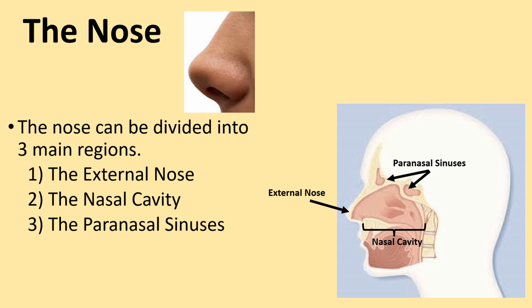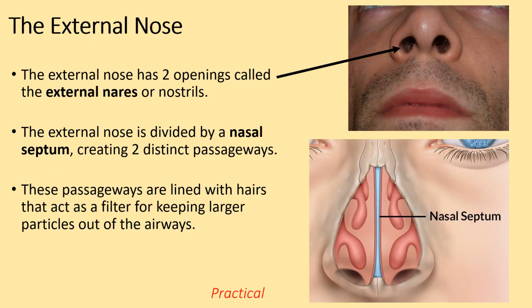All right, our first structure, the nose. So with the nose, we split it up into three main components: the external nose, the nasal cavity, and the paranasal sinuses. And we're about to look at those in a little bit more detail. So our external nose. Two openings called the external nares or the nostrils. So when you see someone picking their nose, they've got their finger jammed up. Their external nares is the term that we want to know.